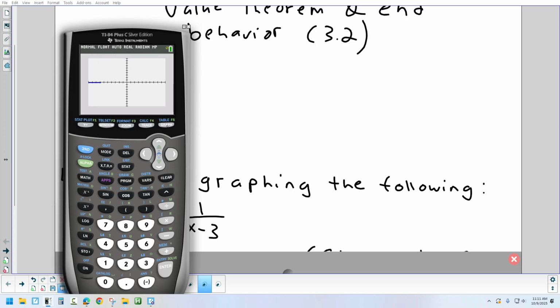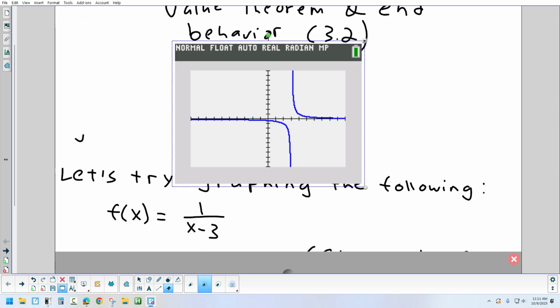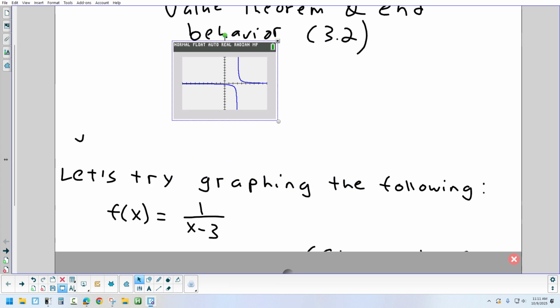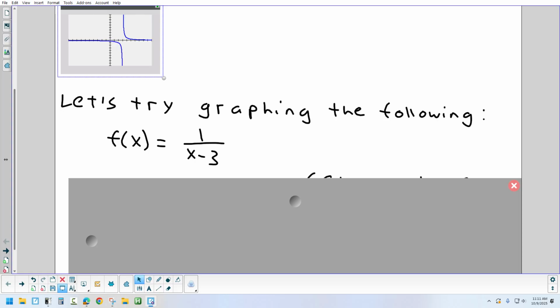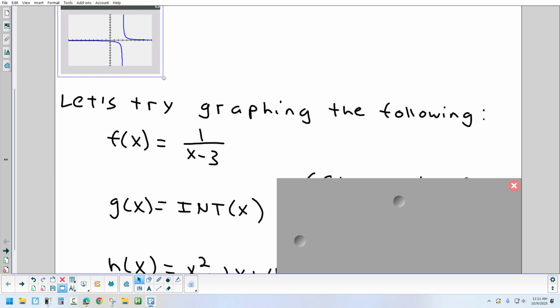All right, so let's look at the graph. So something weird is going to happen when we get to 3. That's what it does. So there's our first graph. Okay, let's look at another one.